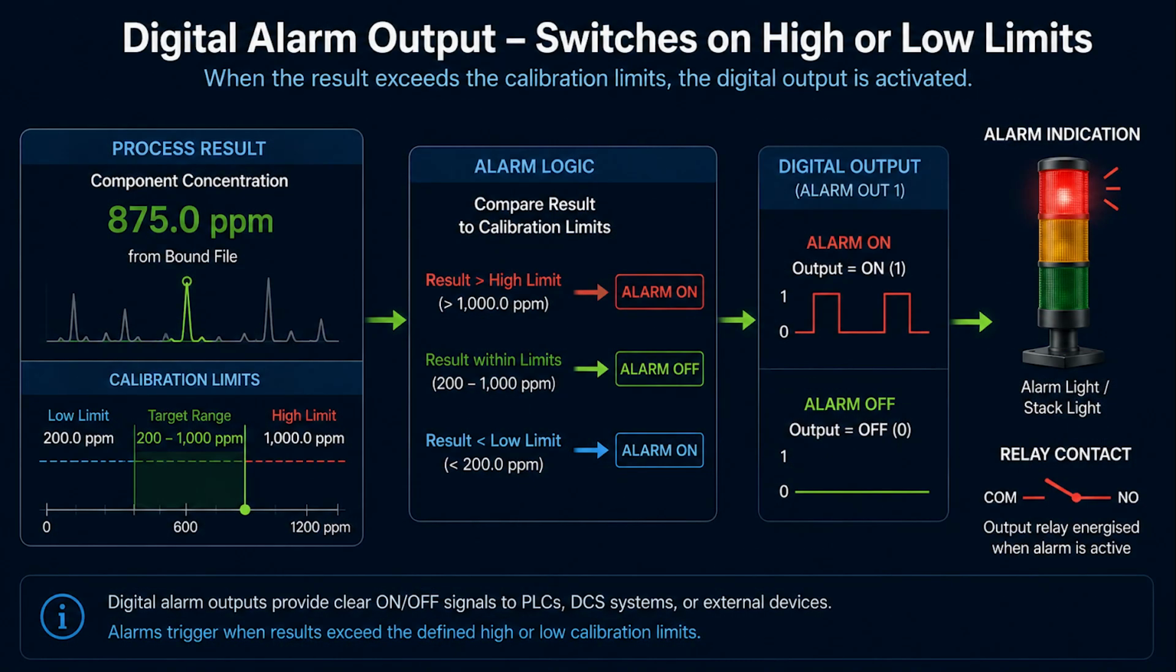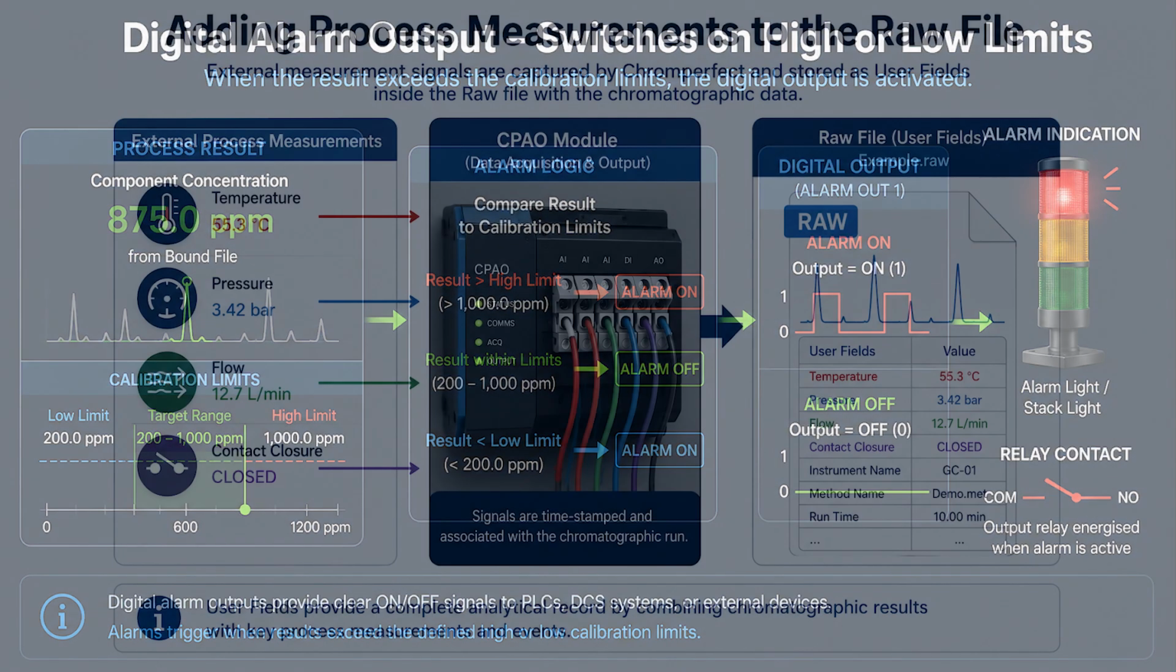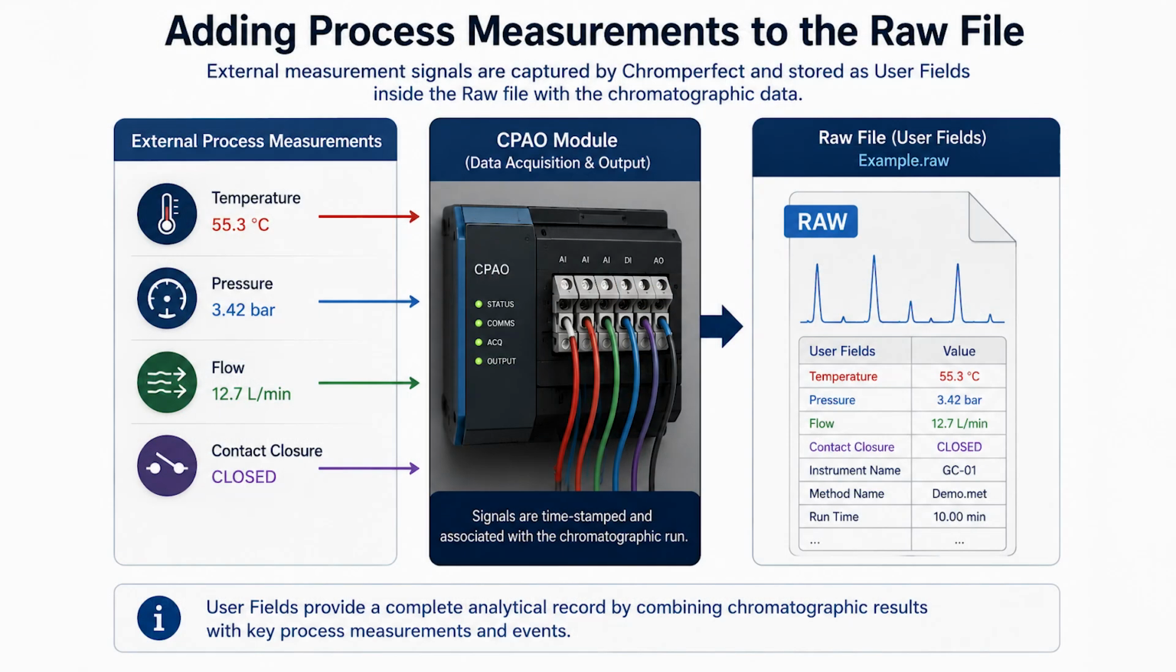Digital outputs can also be used to report whether a component has moved outside the high or low limits defined in the Chromperfect calibration file. The same module can read analog or digital inputs. These values can be written into the raw file as user fields before processing, allowing external measurements such as temperature, pressure, flow, or contact closure states to become part of the analytical record.